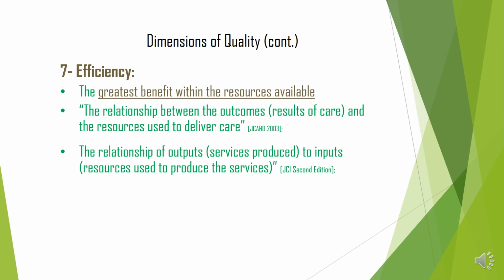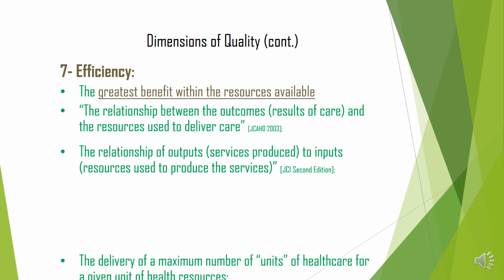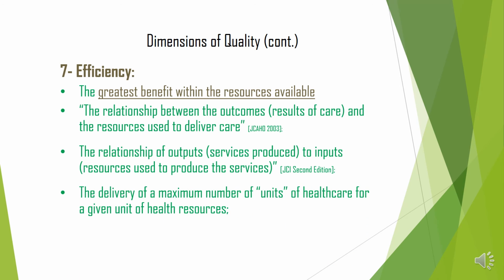Relationship between input and output is the efficiency, and this is a definition by GCI, the second edition. The delivery of maximum number of units of health care for a given unit of health resources. Again, it's a relationship between the outcome and the resources. Example, give the right result with optimum resources.